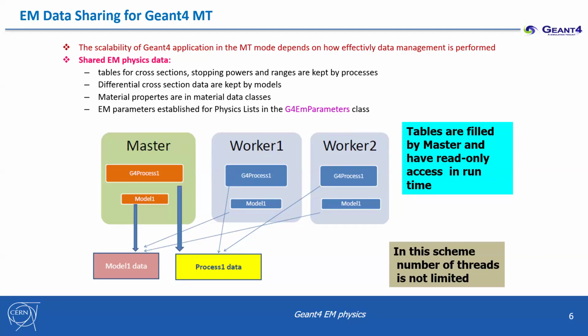On this cartoon, there is an organization. In the master thread, at initialization, model data and process data are produced. And then in runtime, worker threads, number of worker threads might be whatever. We do not have a limitation. They only use these data which are prepared in the beginning. They access model data, process data, and models use model data, process use process data.